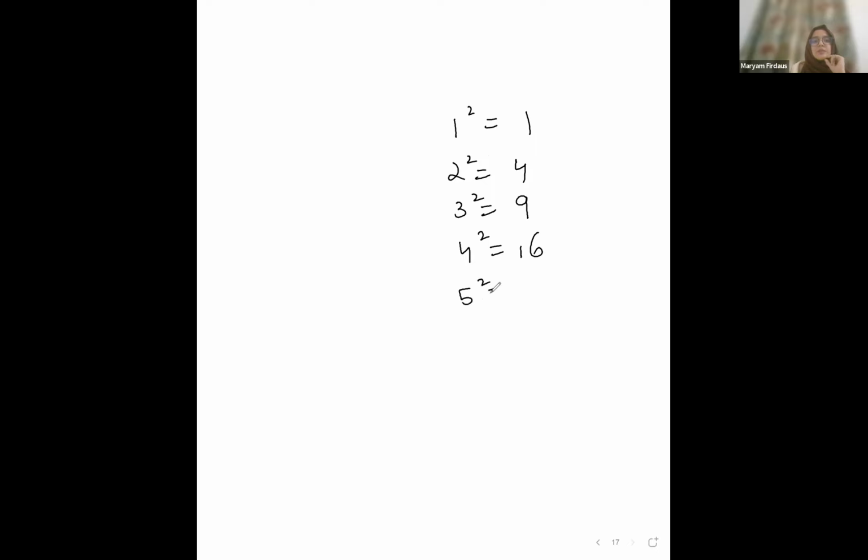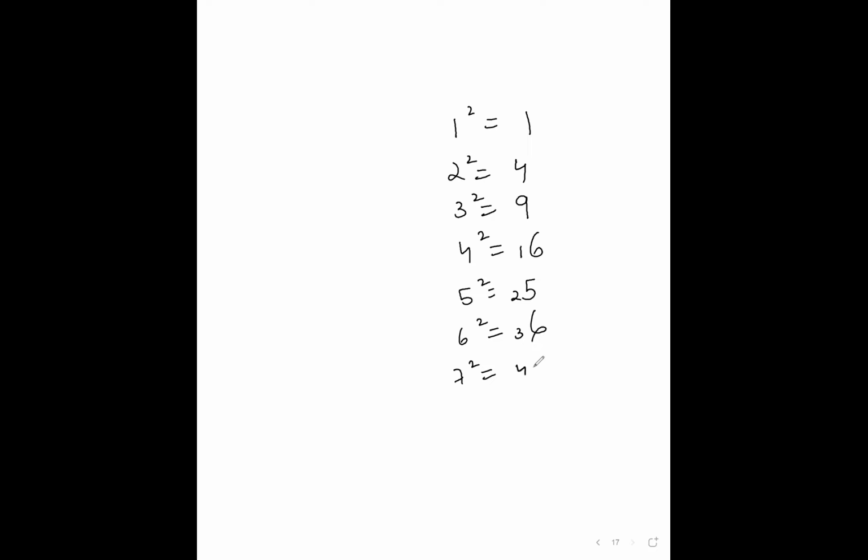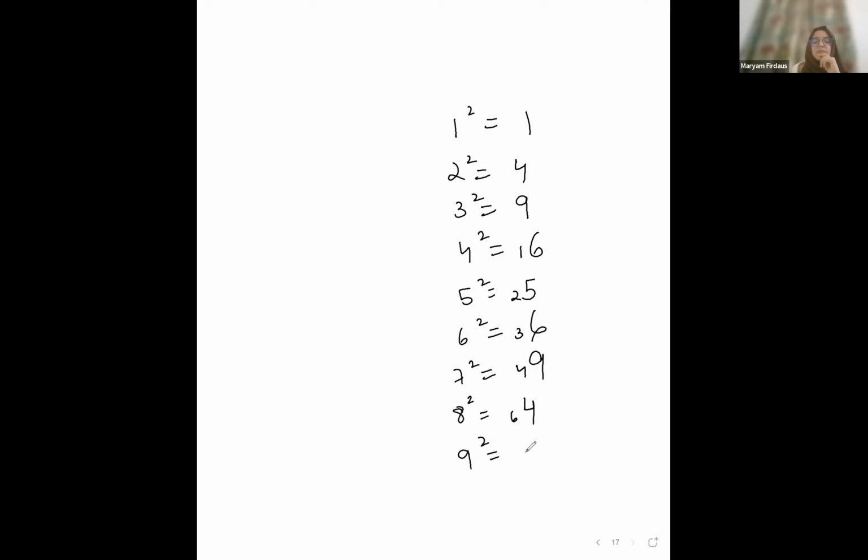Now 5 square is 25. 6 squared is 36. 7 squared is 49. 8 squared is 64. 9 squared is 81. And 10 squared is 100.